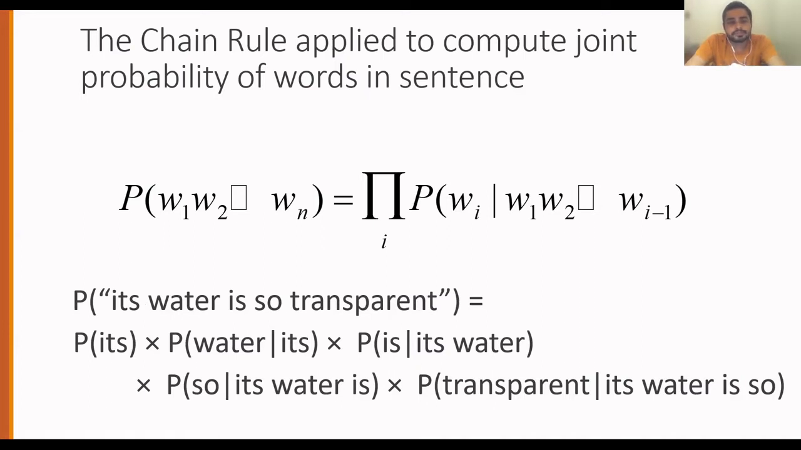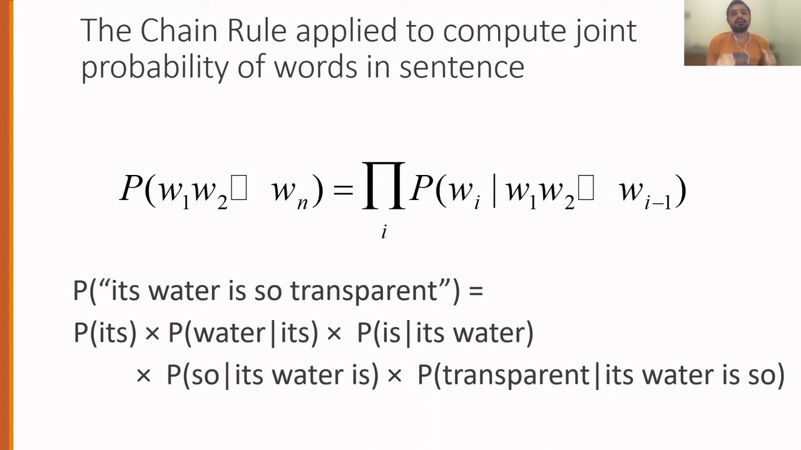For example, the probability of "its water is so transparent", the probability of this entire sentence, is equivalent to the probability of "its" multiplied by the probability of "water" given "its", multiplied by the probability of "is" given the previous 2 words, "its water", and so on.